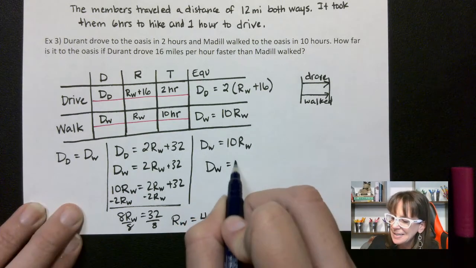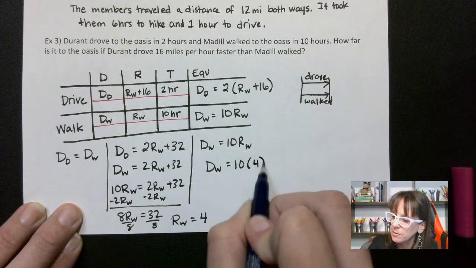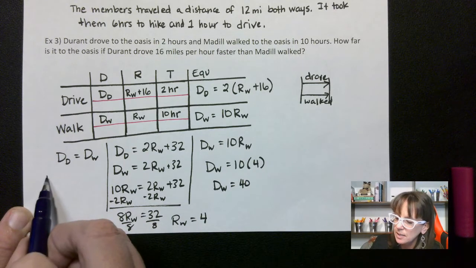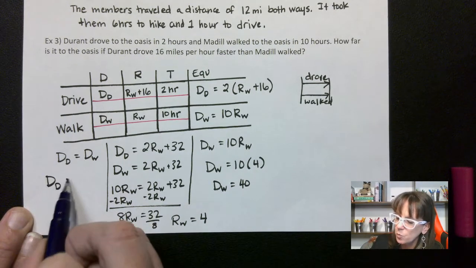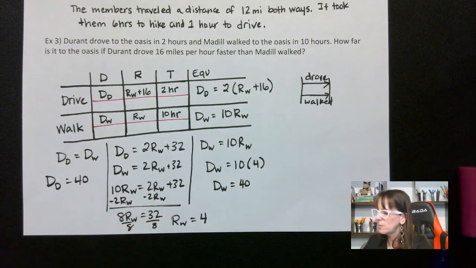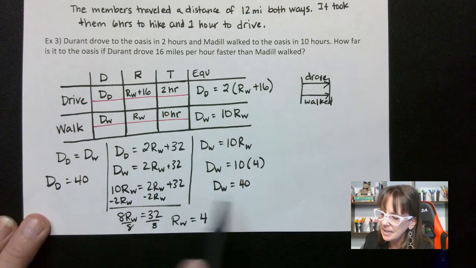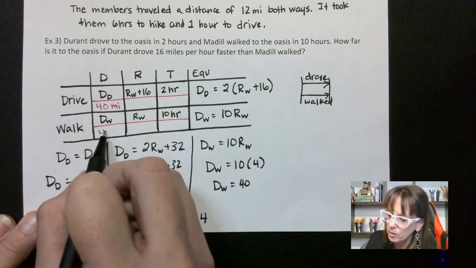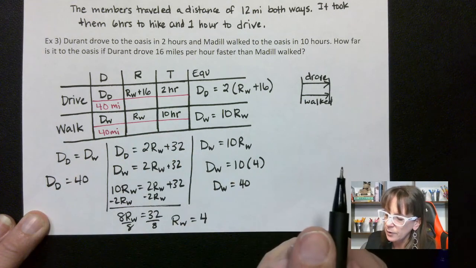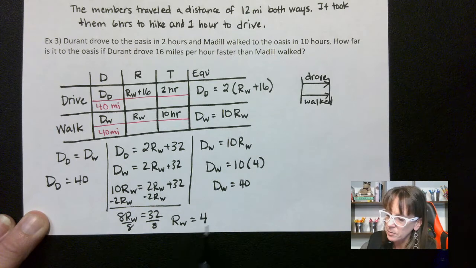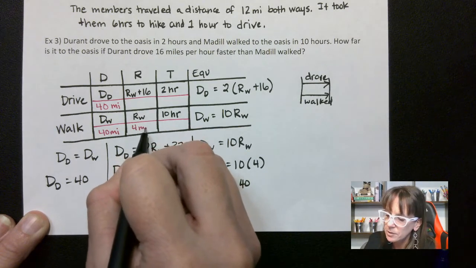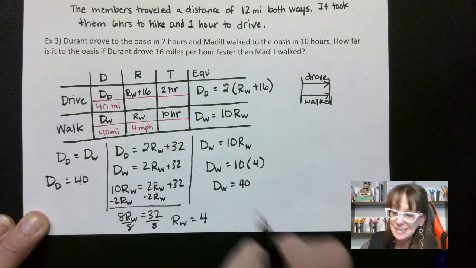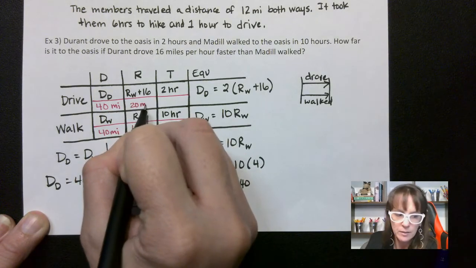Okay, now that we know RW equals 4, we can come up here. DW equals 10 times RW, which we now know is 4. So DW equals 40. DD equals whatever DW is, which is 40. So let's go back and write this all in. DD and DW are both 40, and we're talking miles. So 40 miles, 40 miles. The rate RW is 4, so this is 4 miles per hour. If this is 4 miles per hour, we've got to add 16 to that, so we get 20 miles per hour.